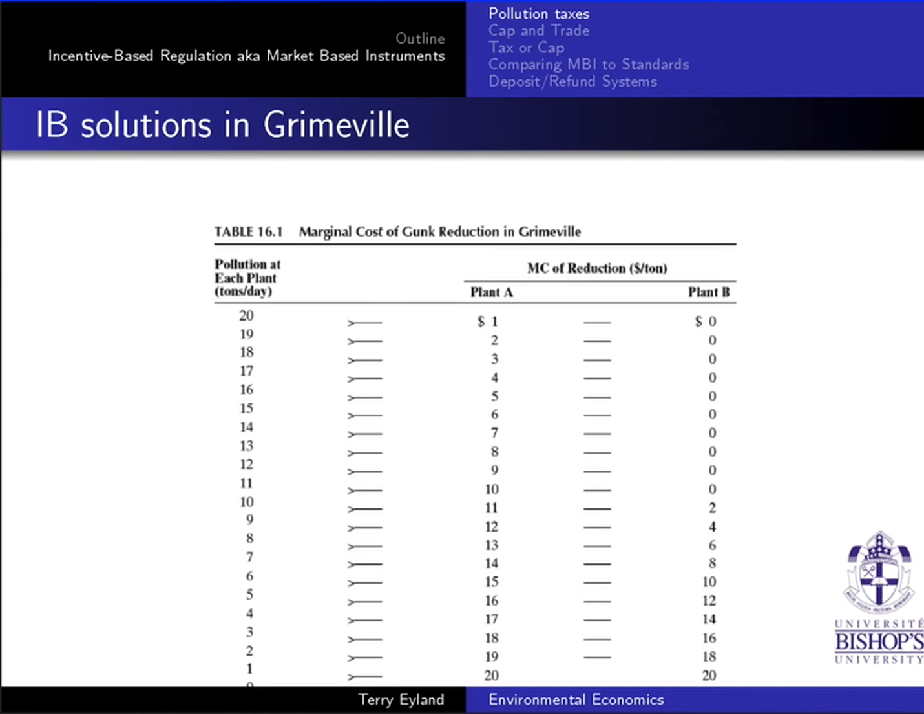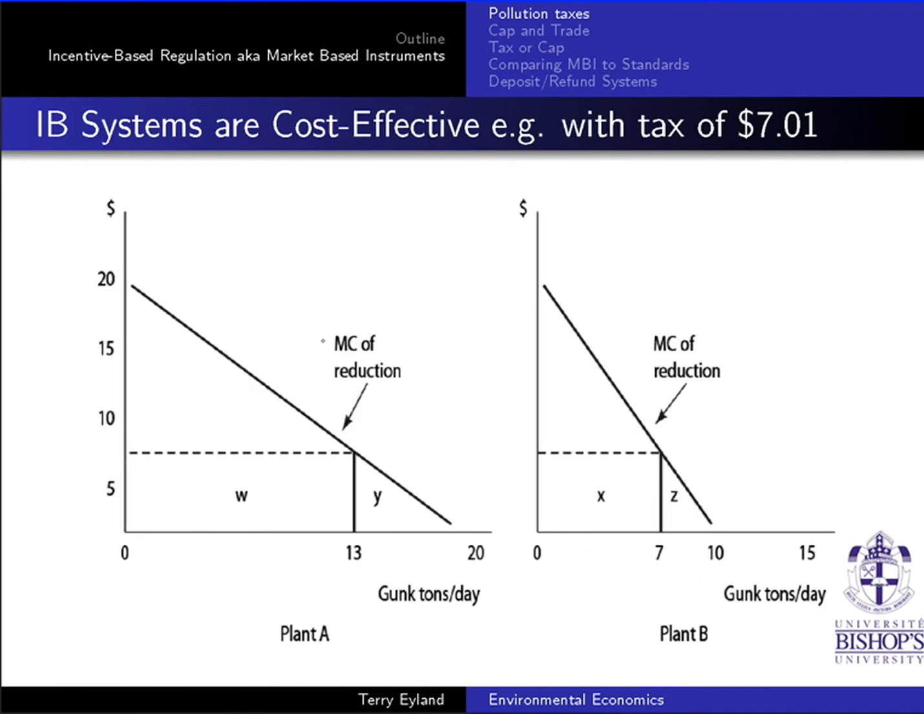So going through a simplified example to illustrate how carbon taxes or pollution taxes and cap and trade systems may be similar, we could look at this example here in Granville. If we look at this graph, we're showing a downward sloping marginal abatement cost curve. If you release a lot, there's not much cost to reduce it by 1 unit of gunk, but the more you reduce, the higher that cost becomes.